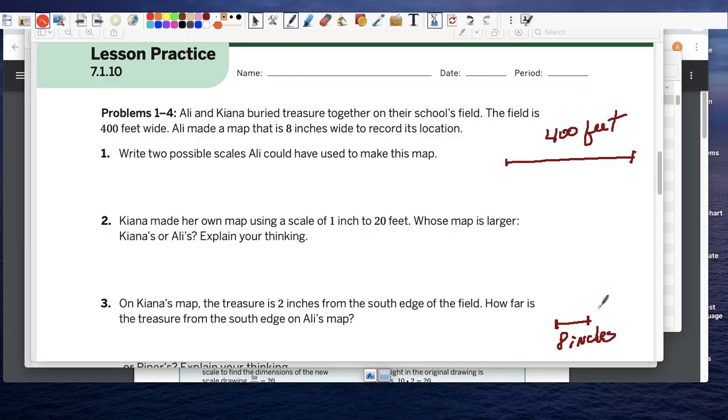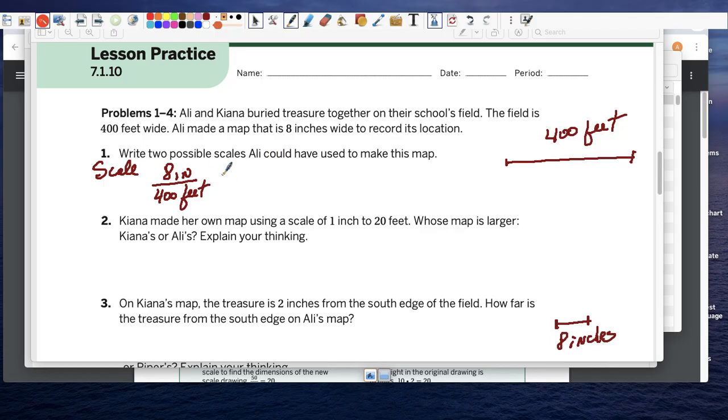What is a scale? Well, let's start with the scale. It's given to us. She says she's going to use 8 inches to represent 400 feet. And it's asking you for 2 other possible scales that Ali could have used to make this map.